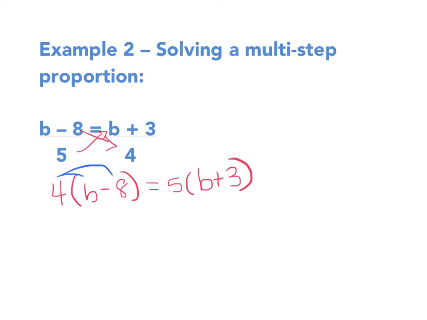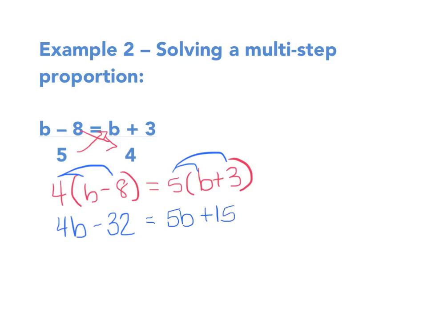So we distribute both terms. We have 4b minus 32. I saw in the quiz a lot of you forgot to distribute to this last term here. You can't forget to do that. And then we have 5 times b, which is 5b, and 5 times 3, which is 15.